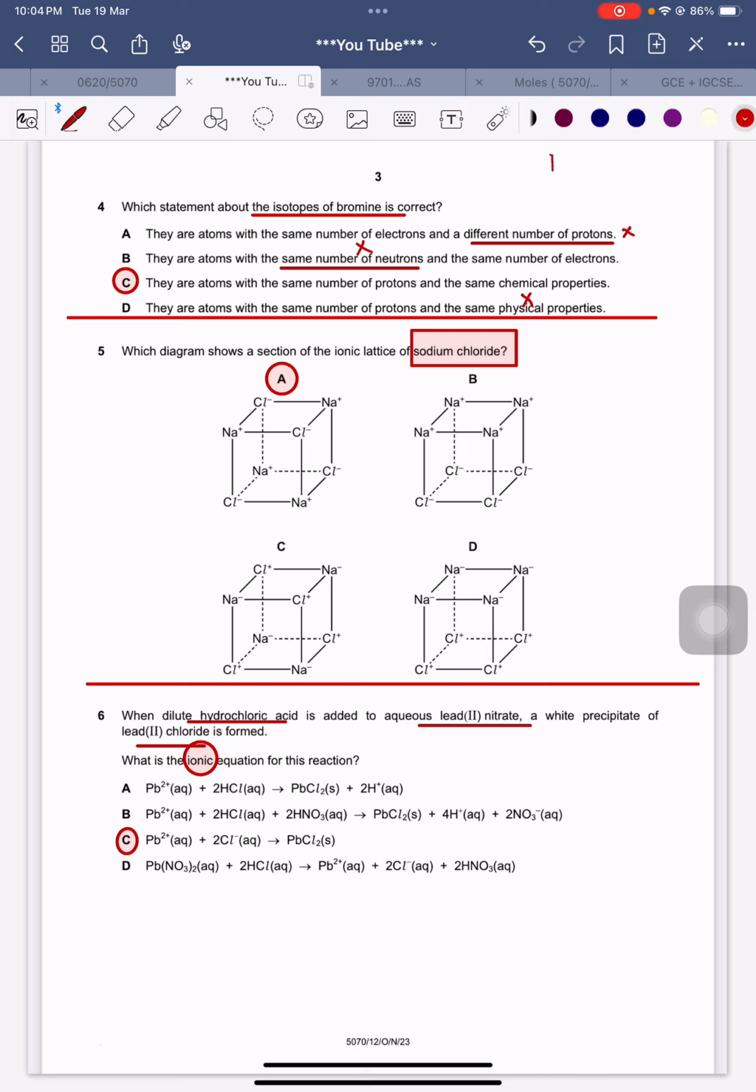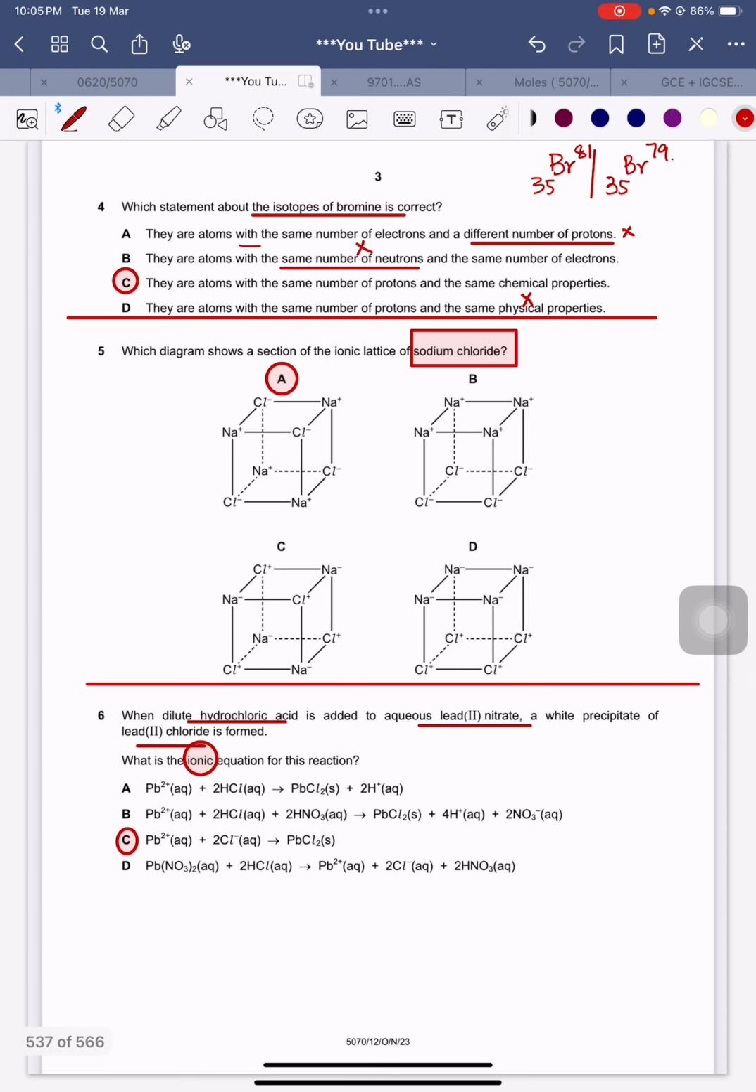Let me write the isotopes of bromine. It is 35 and 81, and 35 and 79. These are the two isotopes of bromine. Do we need to keep them in our mind? No. They are atoms with the same number of electrons and different number of protons. No. In the case of isotopes, electrons and protons should be the same, whereas the neutron number should be different. Basically, the proton number is the basic thing which should be the same.